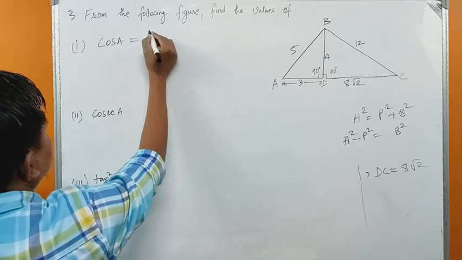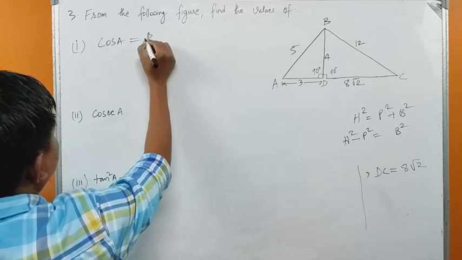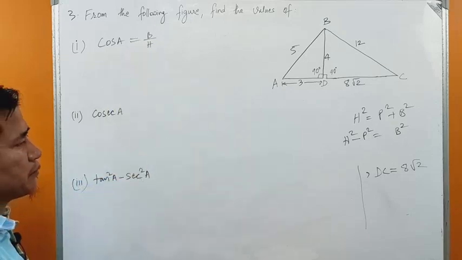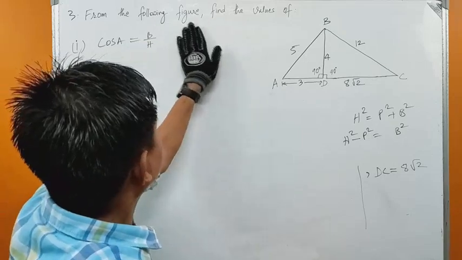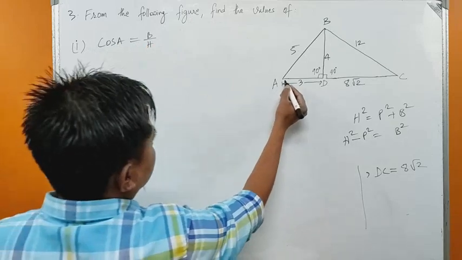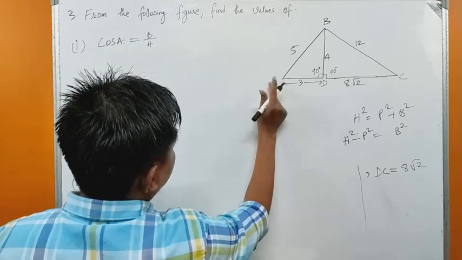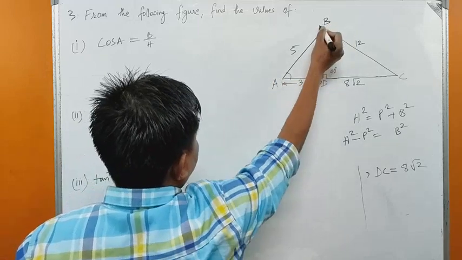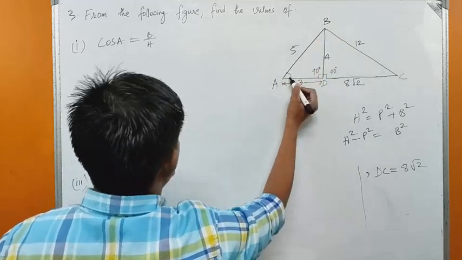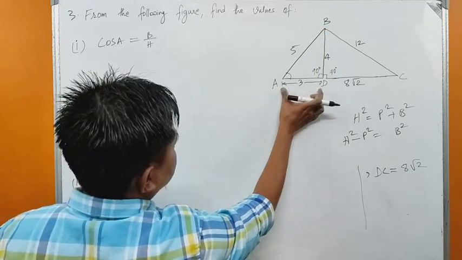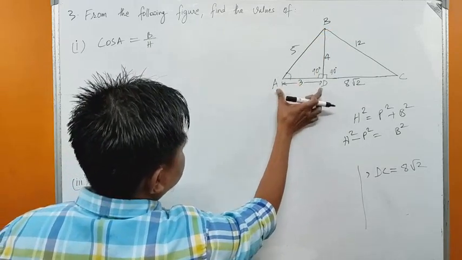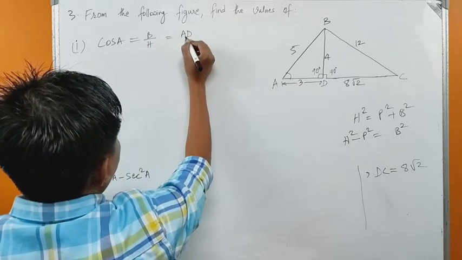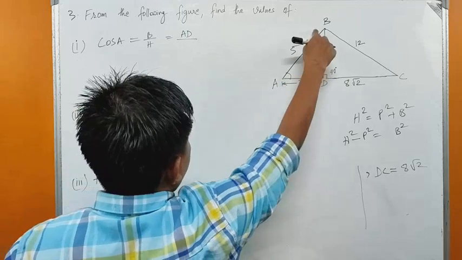Cos theta is, first let us write, cos theta is base upon hypotenuse, isn't it? Now cos A means this angle, isn't it? We have A here, means this angle. In triangle BAD, angle A, when we talk about this angle, base becomes AD. So base is AD upon hypotenuse AB.